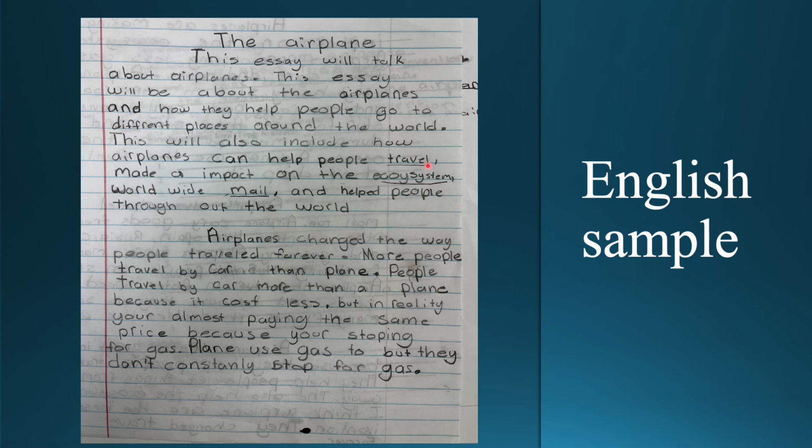Also the word ecosystem. This is a big word for a fourth grader, and I am happy that he was able to include it here. He did spell it correctly, and the good thing is that he was able to use it in a sentence. Other common mistakes that I see, just like in Spanish, are capital letters. But mostly I do not see any code switching between English and Spanish. The whole sample is completely in English.